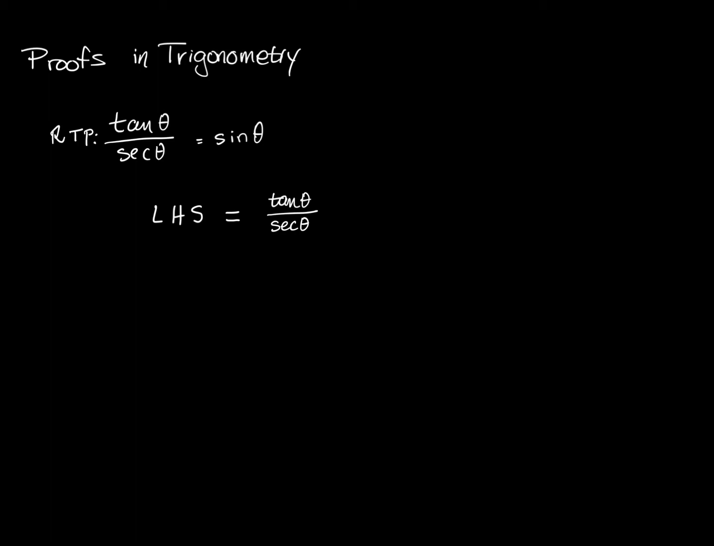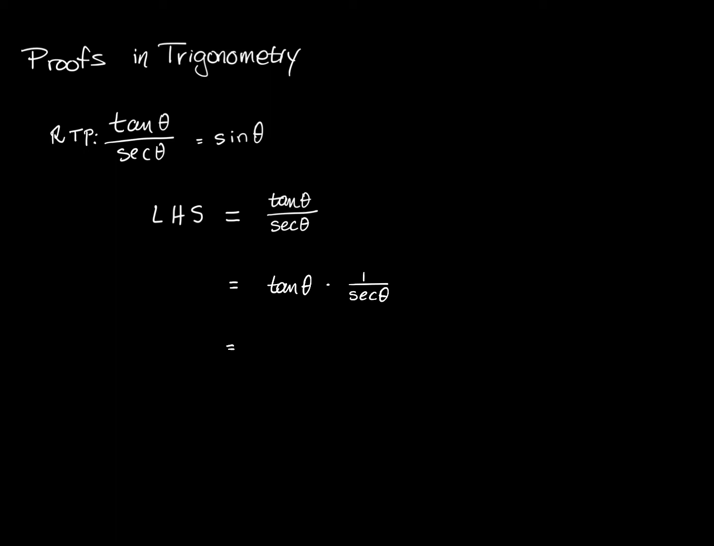To do that, I'm going to use a series of trigonometric identities that have already been proved, or which I've been told that I can use. For example, algebraically, I can write tangent of theta over secant of theta as tangent of theta times 1 over secant of theta. All I've done is use a little bit of algebra to write this expression as a product instead of a quotient. Now I'll use some trigonometric identities.